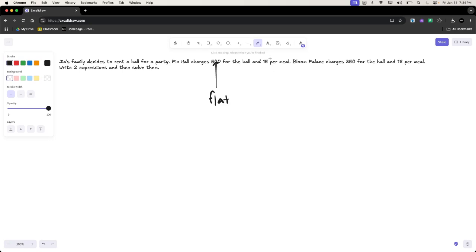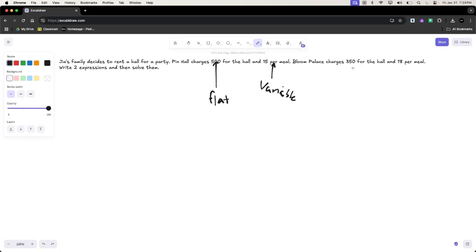But there's also $15 per each meal. Now, this is a variable rate, and the reason why it's a variable rate is because it is dependent on the amount of meals you have. All right. And so for now, we're going to assign the variable M for meals, just for the amount of meals.